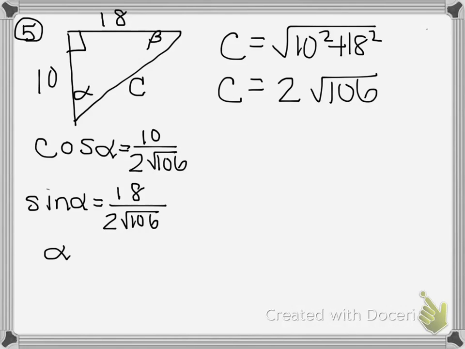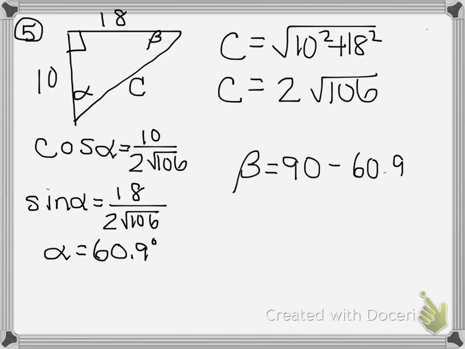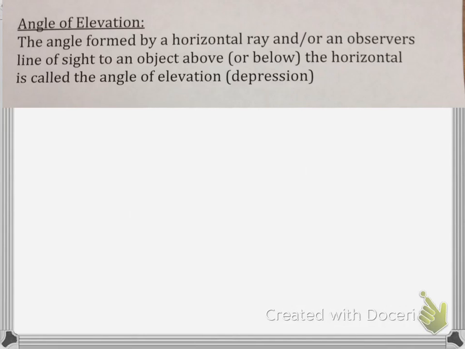Either way, we're going to solve for alpha, taking it to 1 decimal place for a degree measure, and we get 60.9. Once we have that, we can find that beta equals 90 minus alpha, and we get that beta equals 29.1 degrees. Hopefully, we're feeling pretty confident with how to find all the different missing components of a triangle.